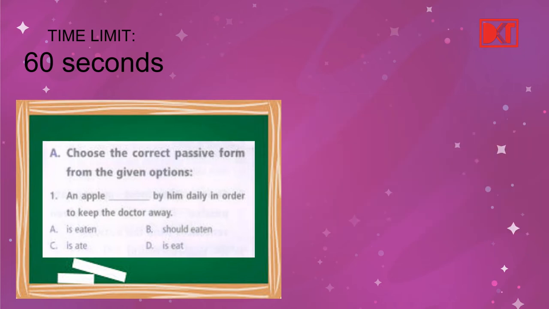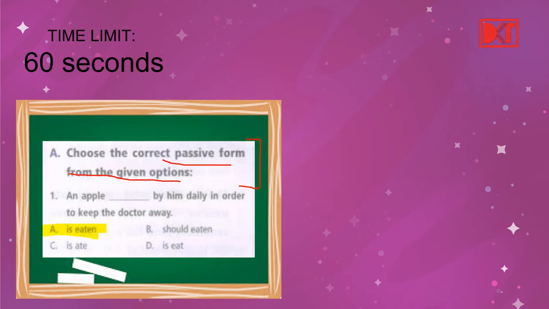Alright, so what do we have to do here? In this category of questions, we have to choose the correct passive form from the given options. Let's see the question. An apple dash by him daily in order to keep the doctor away. The options are A. is eaten, B. should eaten, C. is ate, or D. is eat. Here the correct answer is A, is eaten.